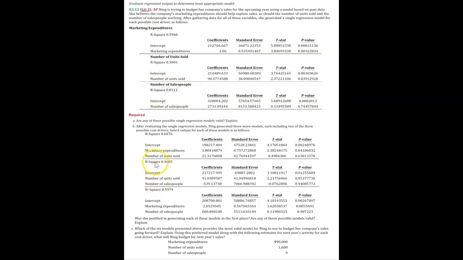But if we go down here, you can see that your R square is down too. The R square is only 0.3605. And 0.94, that's really bad. And then the last one is marketing expenditures and number of salespeople. And again, our R square is still strong at 0.5974. Here it was 0.6076. So this is 0.5968. It's almost the same as marketing alone. Our p-value for marketing expenditures is still really strong, and the number of salespeople still looks even worse.